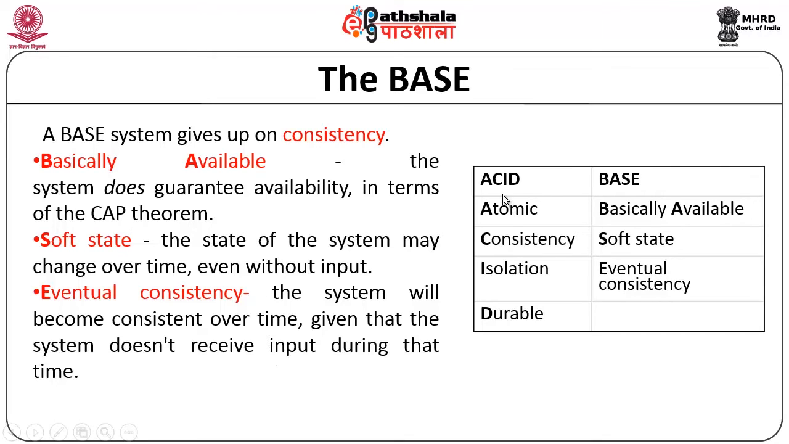So, to differentiate between ACID and BASE properties, ACID is atomicity, consistency, isolation and durability. BASE is basically available, soft state, eventual consistency. NoSQL databases must satisfy the BASE property. When it satisfies the BASE property, the CAP requirements are also satisfied.